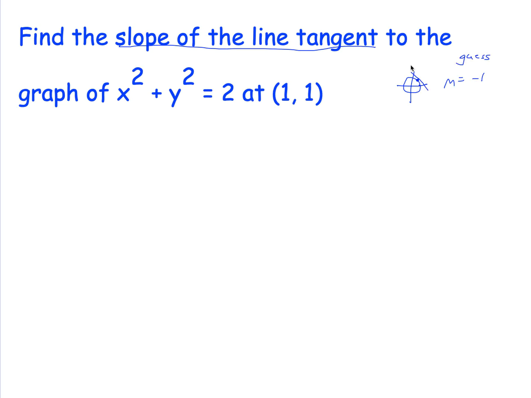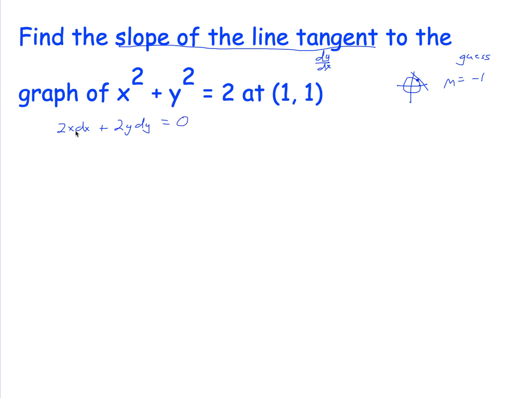But we can do this with calculus. We want to find the slope of the tangent line. Well, that's the derivative, so we're going to be looking for dy dx. X and y are both on this side. We could solve for y, but let's go ahead and differentiate implicitly. So we would do the differential of this, which is 2x dx, plus the differential of this is 2y dy, and the differential of 2 is just 0.